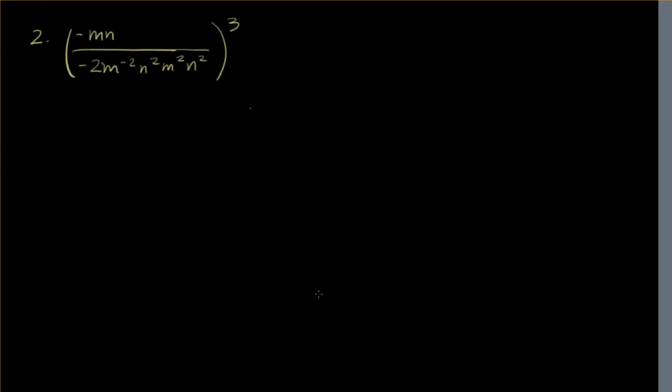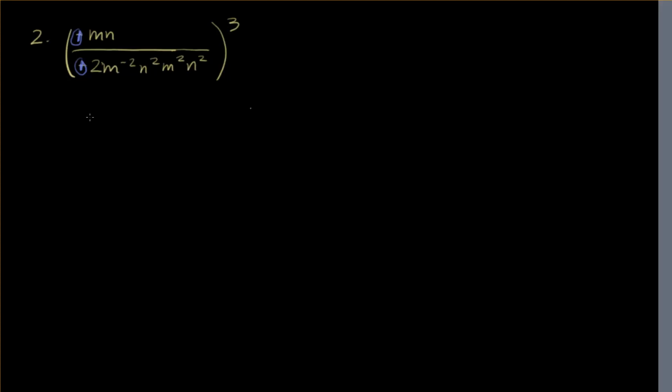Okay, so let's get started on number two, the example that we did in class. The first thing we're going to do is notice that there is a negative here and a negative here, which means that we can actually reduce that to a positive and a positive. Okay, and then I'm going to look to see if we have any exponents that are zero. We don't.